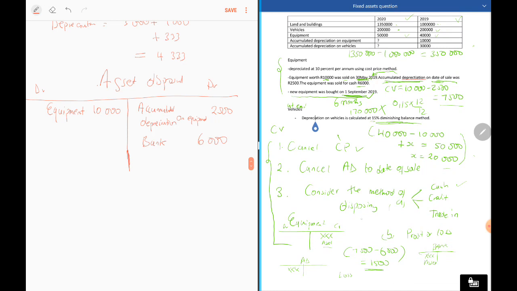So if a loss is an expense, if we had the loss account, we're going to debit the loss account. But now, since you debited the loss account, contra account is asset disposal. So now, since you're preparing the asset disposal, we're going to credit by how much? By that loss on disposal. How much is the loss? 1,500. And your asset disposal account must always balance. So that's 10,000. That's also 10,000 when you add them.